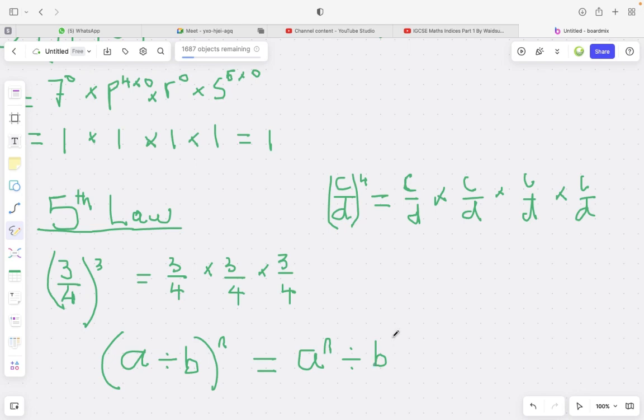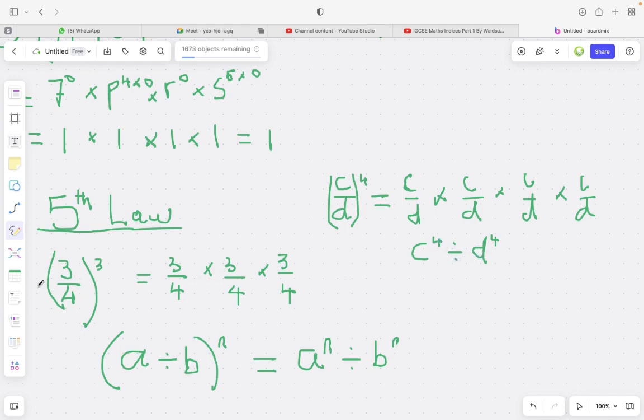Okay, this will simply be A raised to power n divided by B raised to power n. It's same as this one. Okay, this is simply C raised to power 4 divided by D raised to power 4. It's same thing. This one can simply be written as C to the power of 4 divided by D to the power of 4. Is that okay? Can simply be written in this manner.